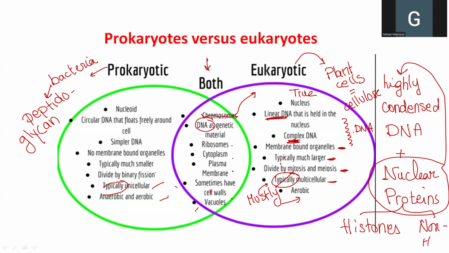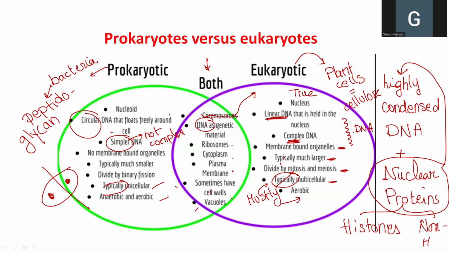They divide not by mitosis or meiosis, but simply by elongating, multiplying their DNA, and then dividing into two. This is what we call binary fission. They are much smaller. They don't have membrane-bound organelles. Their DNA is simpler because it is not complexed to nuclear proteins, and their DNA is circular.